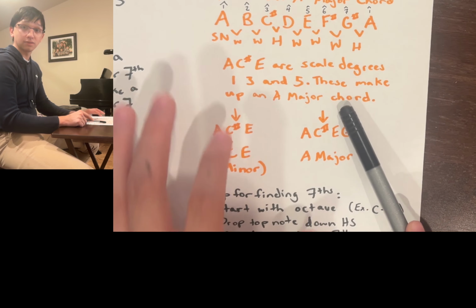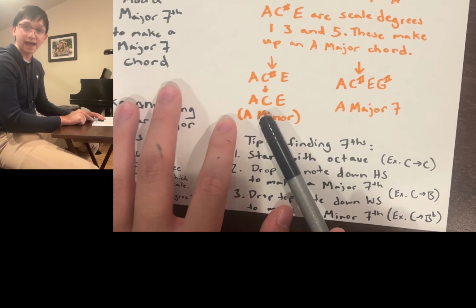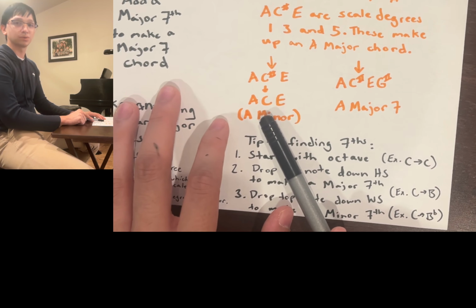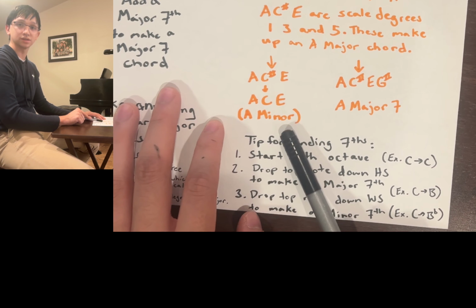Now, in order to make an A minor chord, all you do is take that C sharp and then lower it by a half step. All you have to do is lower it by a half step in order to make it A minor. So A, C natural, and E would make us A minor.